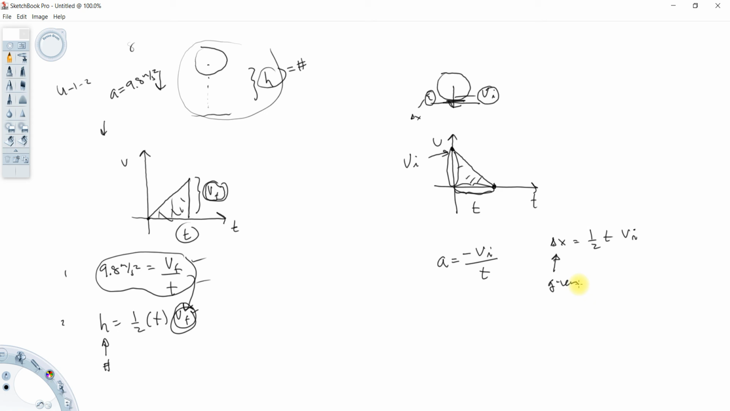So what you're going to do is take the one for hardwood. You have the v initial from before, solve for t, go over here and get the acceleration. And then repeat for the carpeted floor.